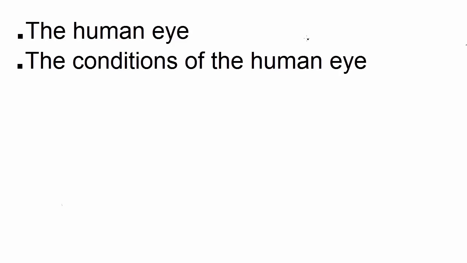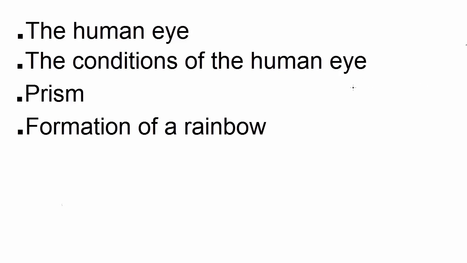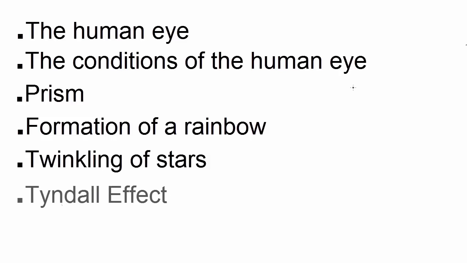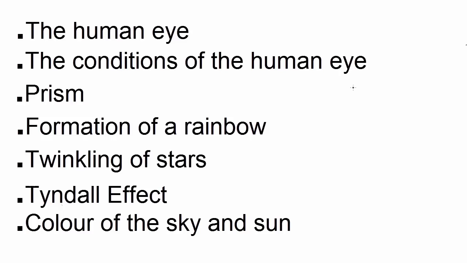And that's it, that's all we have for this chapter. If you've been listening, you should have understood the human eye, the different parts of the human eye, the different conditions of the human eye, like myopia, hypermetropia, presbyopia, then a prism, the function of a prism, how rainbows are formed, then why stars twinkle, the Tyndall effect, that is basically scattering of light, and finally why the color of the sky is blue and the sun red during the afternoon.